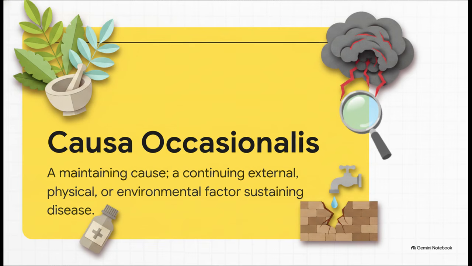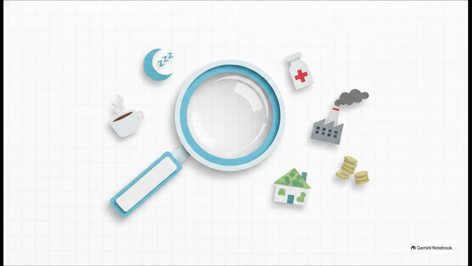Hahnemann was super clear about this. As long as a maintaining obstacle is in the way, even the absolute most perfect homeopathic remedy is not going to cure the patient permanently. You simply can't hand over a remedy and completely ignore the environment that's causing the illness in the first place, right? And these obstacles pop up everywhere.